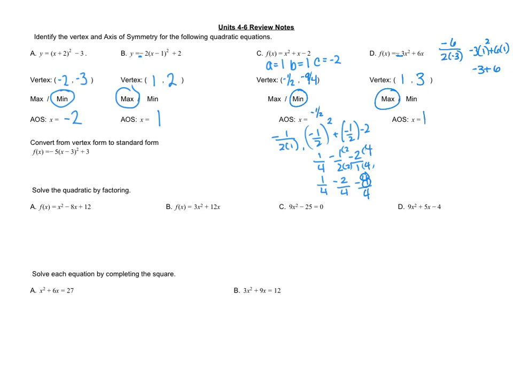Convert to standard form, so that's just -5 times (x squared minus 6x plus 9) plus 3. Distribute that -5: -5x squared plus 30x minus 45 plus 3. Final answer is -5x squared plus 30x minus 42.